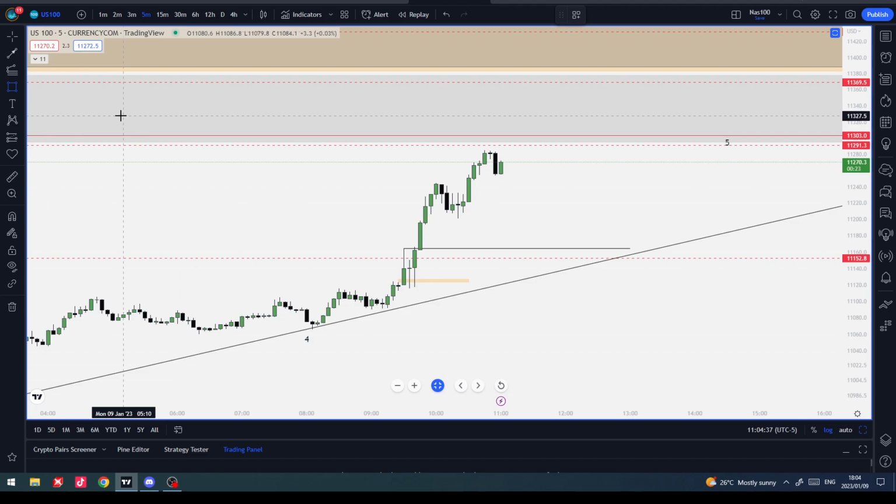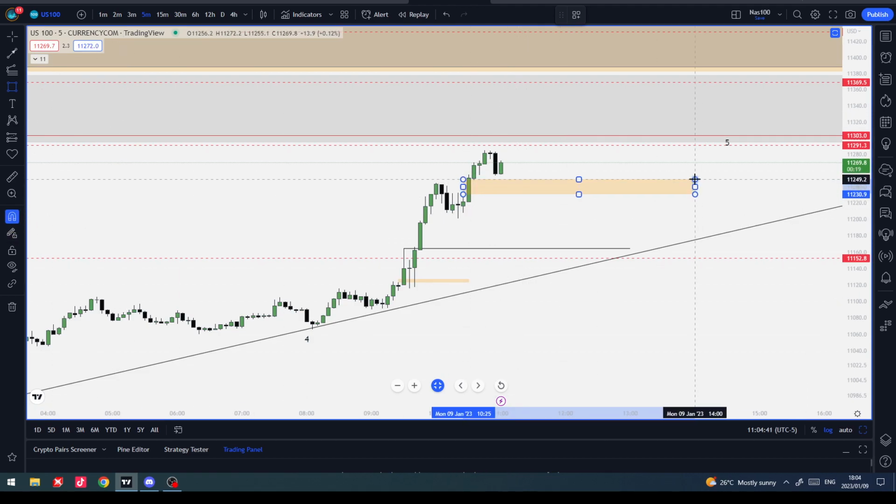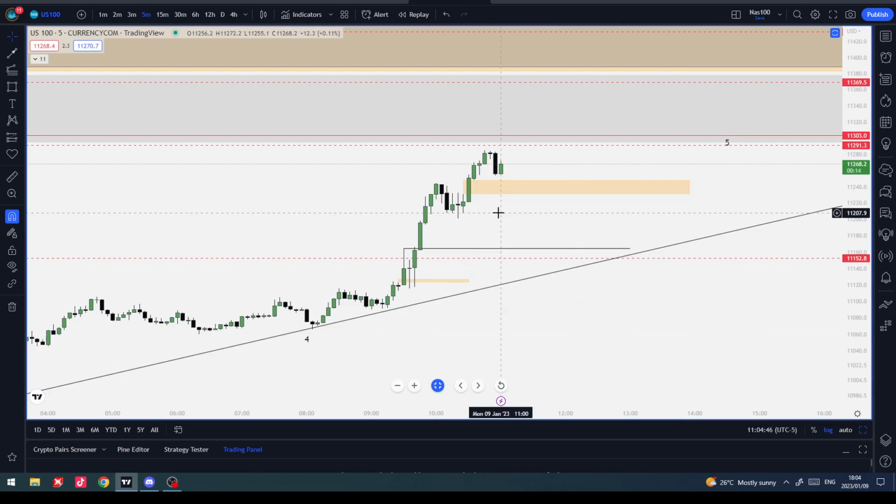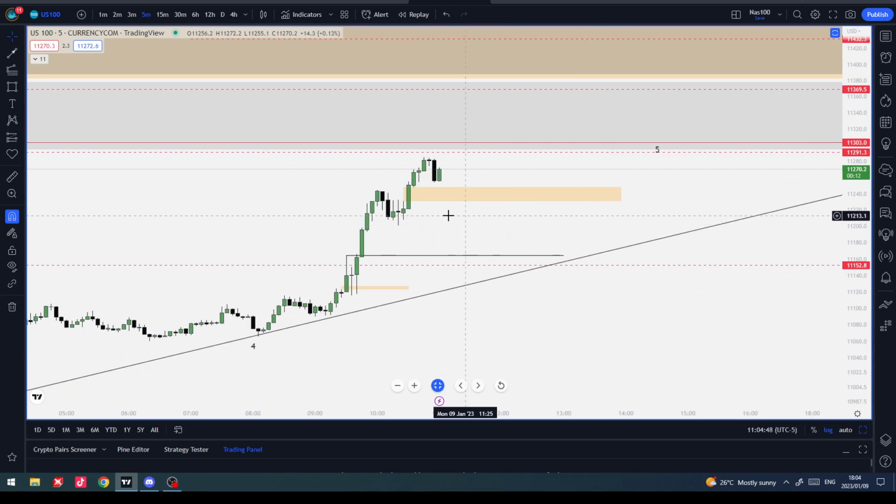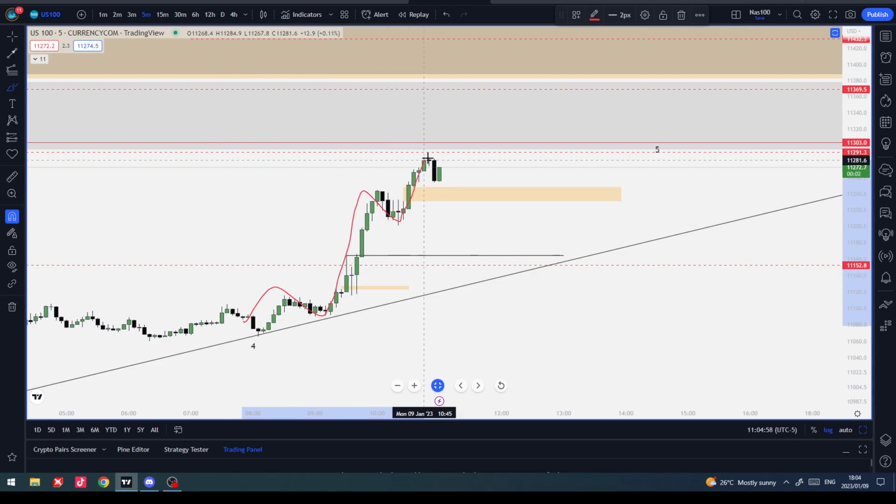Any questions you guys can ask me now or post it in the chat. Right, again, in NAS, this would be the FVG I'd be looking for, and there is an order block below it. So let's check this again. 1, 2, 3, 4, 5.